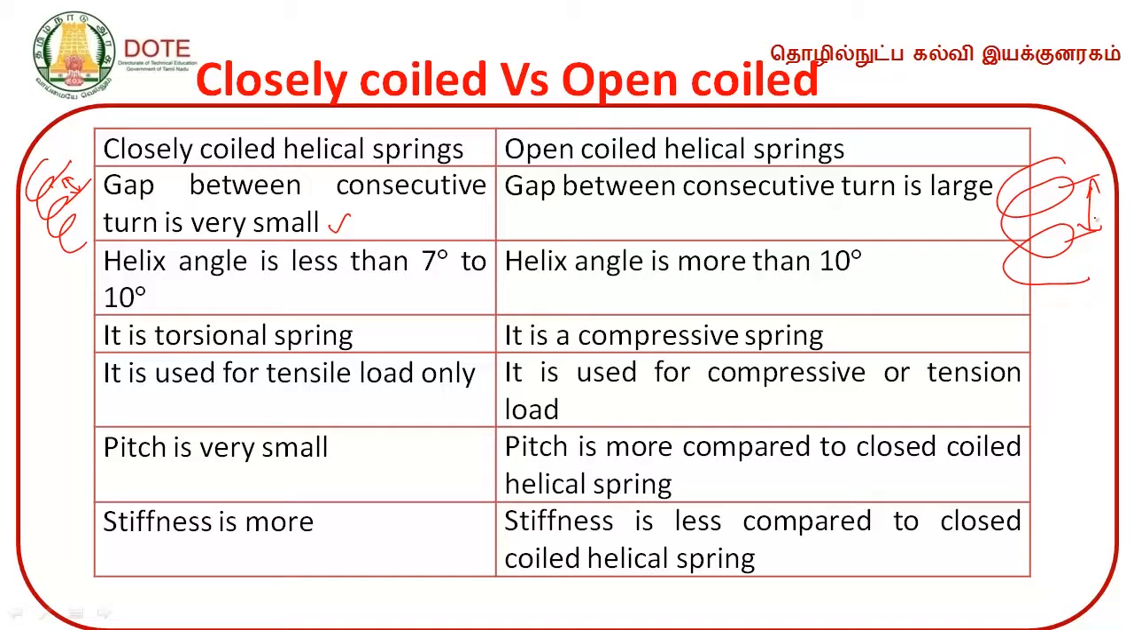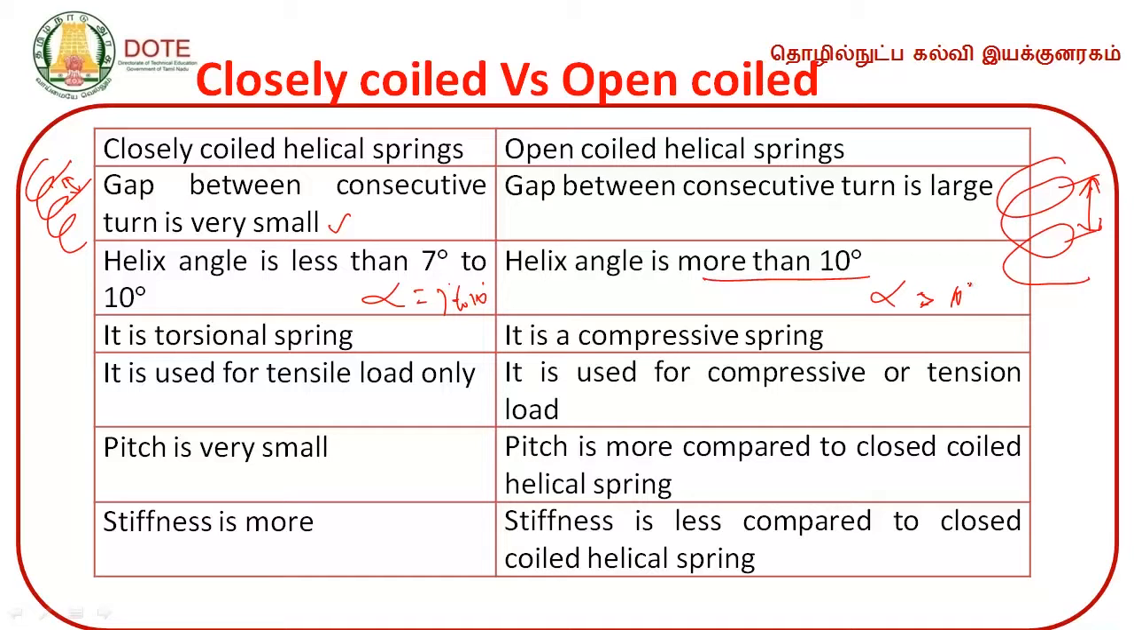This gap is more for us. In the closely coiled helical spring, helix angle is less than 7 to 10 degree. In case of the open coiled helical spring, helix angle is more than 10 degree. Here the alpha value is equal to 7 to 10 degree. Here the alpha is greater than 10 degree.